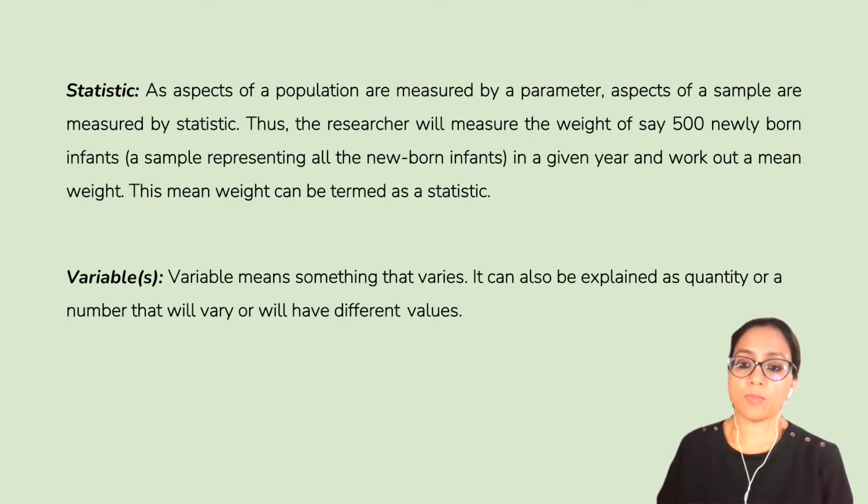As aspects of the population are measured by a parameter, in a similar way, aspects of a sample are measured by a statistic. So parameter is an aspect of the population, whereas statistic is an aspect of the sample. Thus, the researcher will measure the weight of, say, 500 newly born infants. Okay, so that will be a sample representing all the newly born infants in a given year and work out a mean weight. So this mean weight can be termed as a statistic. So this is an example of a statistic.